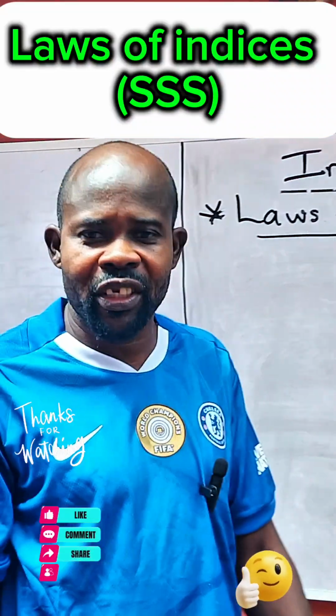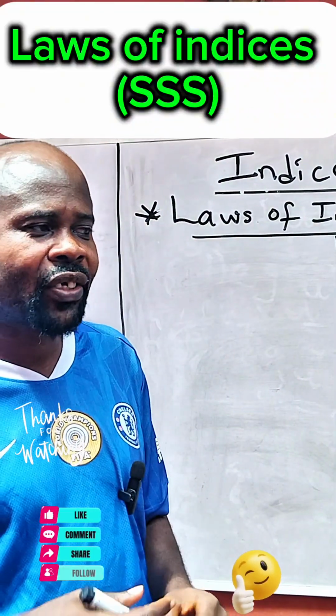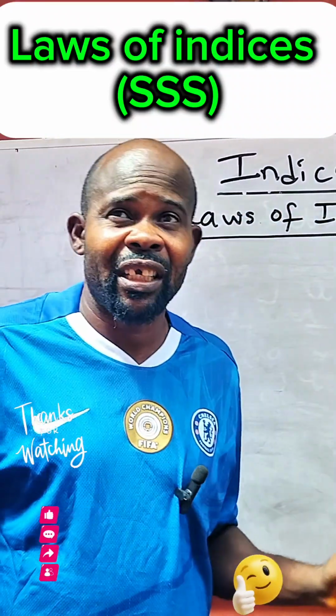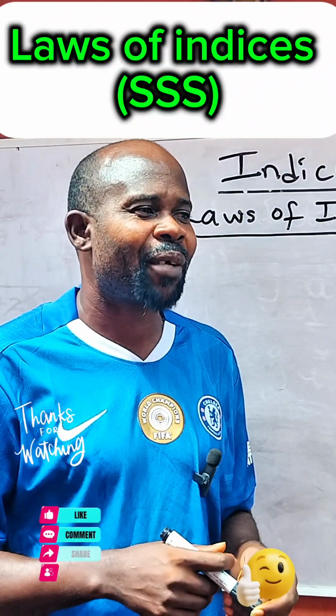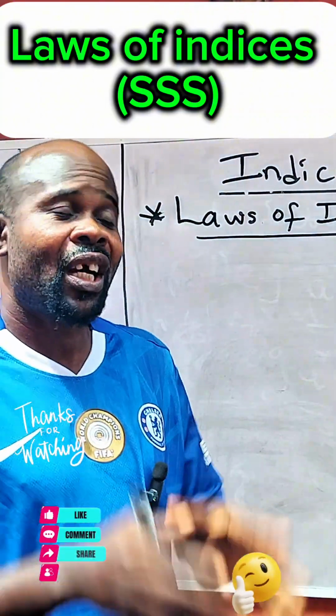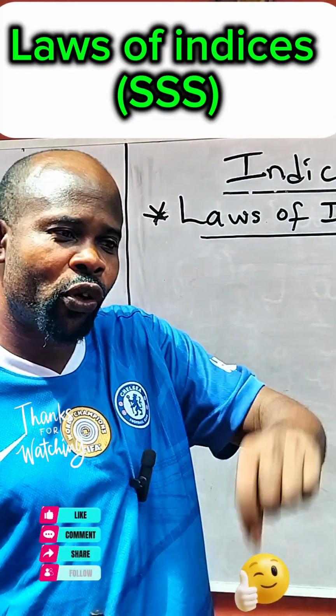The laws of indices. Now I want to look into that today. So pay attention as I bring out the entire laws of indices. Generally, there are 7 laws, but one is embedded in another. So in summary, 6 laws are functional. And those are the 6 laws I want to give us today.